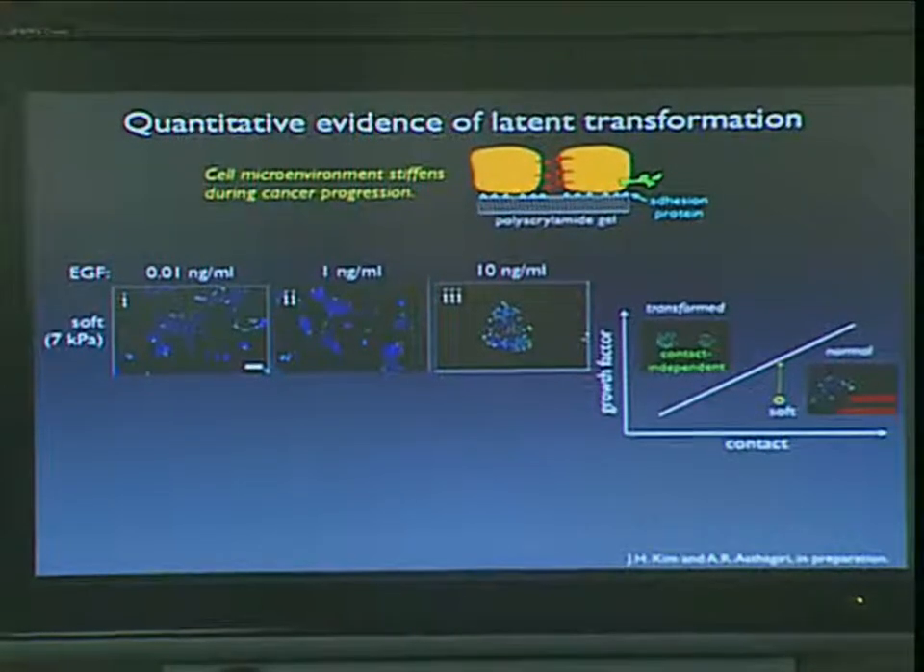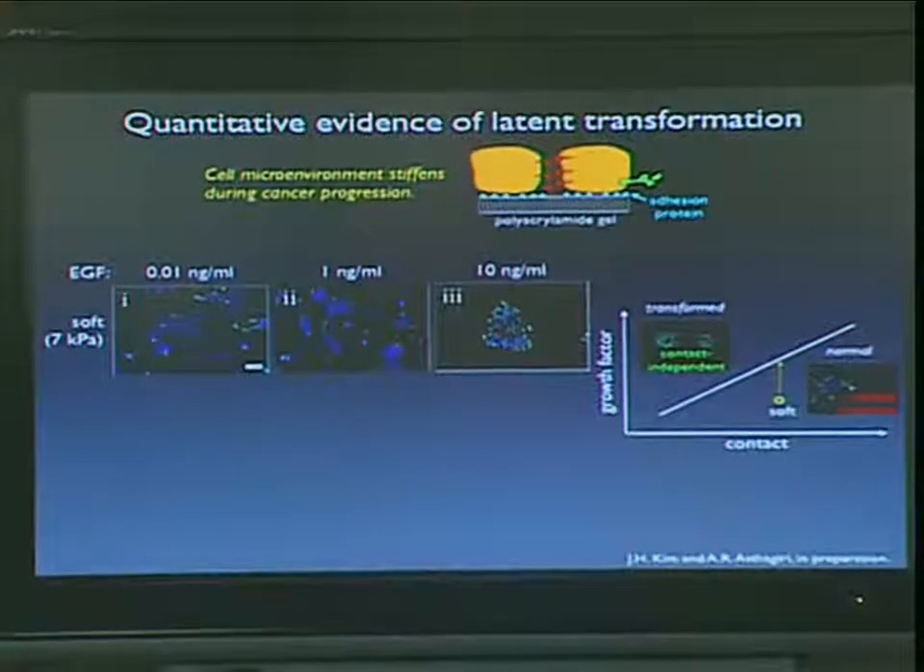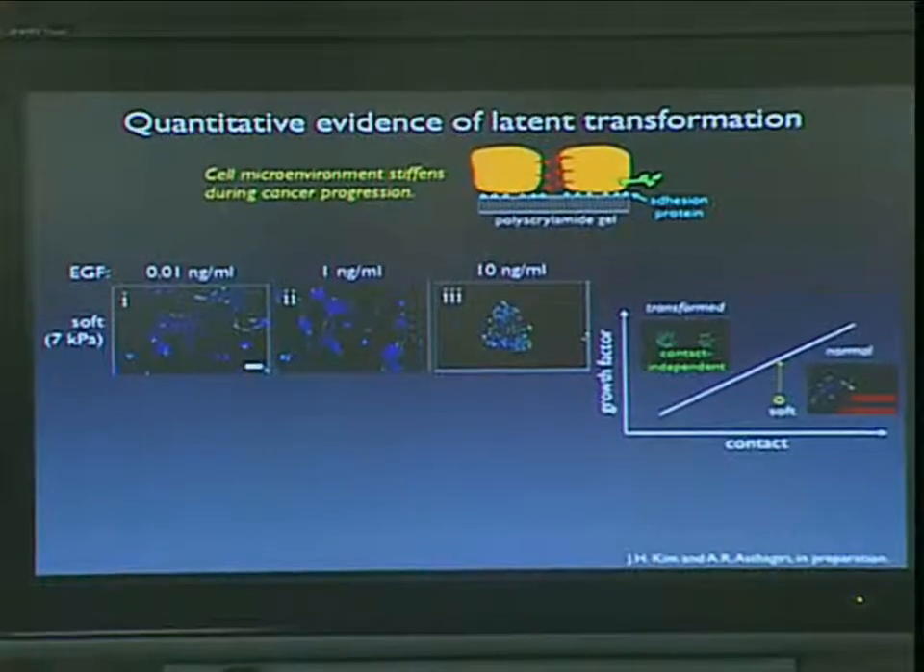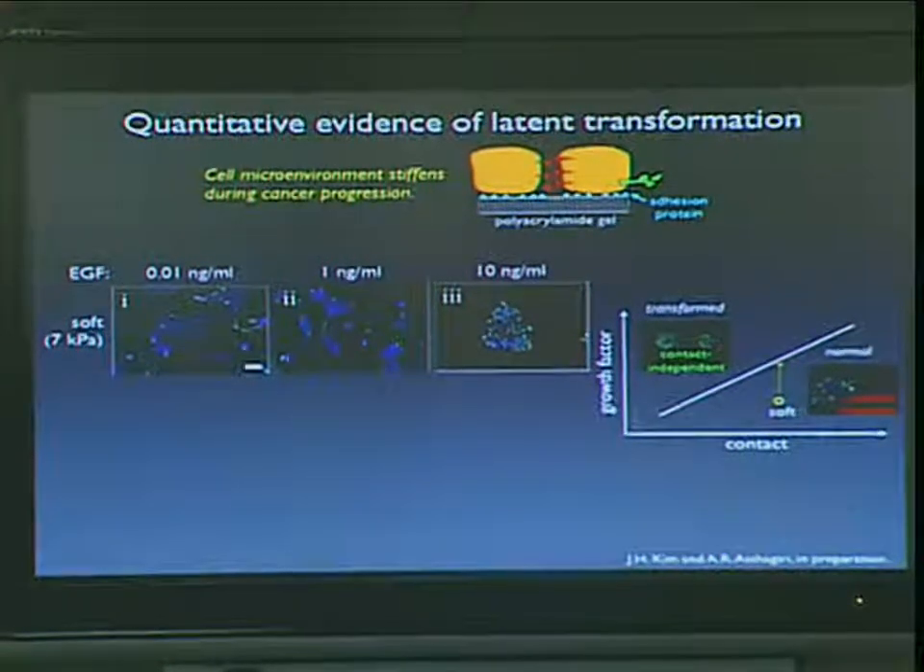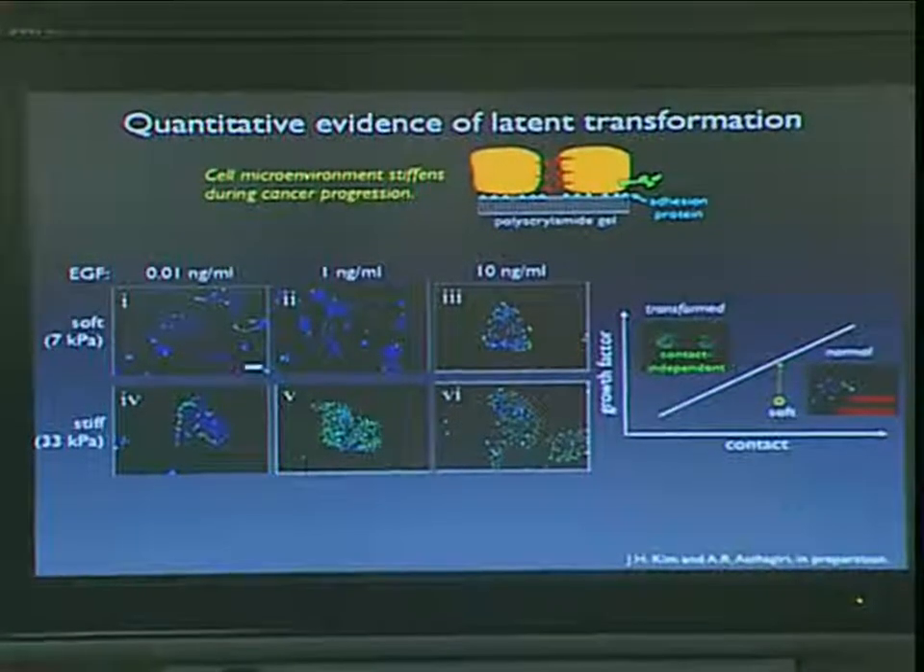When you put these cells on a soft surface, elastic modulus of 7 kilopascal, what we notice is as you dial up EGF level, you go from a contact inhibited to a contact independent mode of division somewhere between this jump, 1 to 10 nanogram per mil. Because here you have proliferation restricted to the outside, here you have uniform division. When you stiffen the matrix, this transition occurs at a lower dose of EGF. So between 0.01 and 1, you now shift the system to this uniform mode of division.